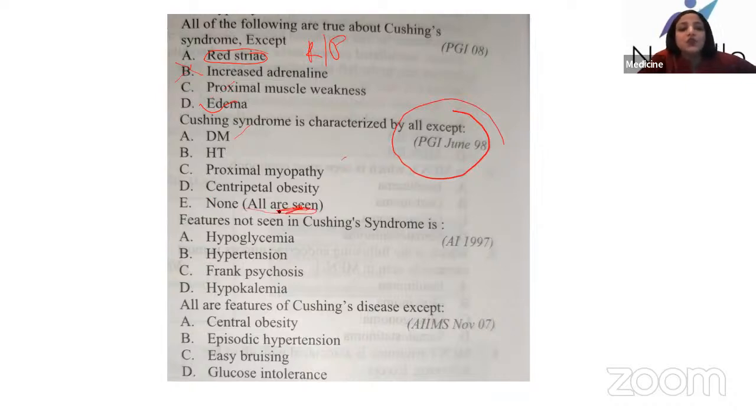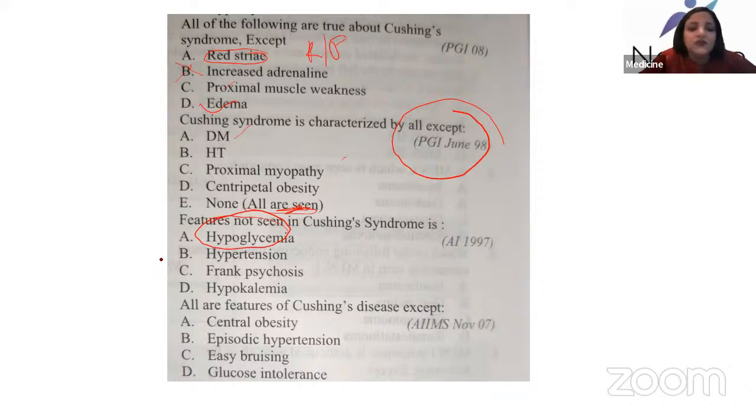Okay, features not seen in Cushing syndrome are hypoglycemia, hypertension, frank psychosis, hypokalemia. Everything is seen except for this. There is hyperglycemia. Why hyperglycemia? As ma'am told you, because there is increase in gluconeogenesis.